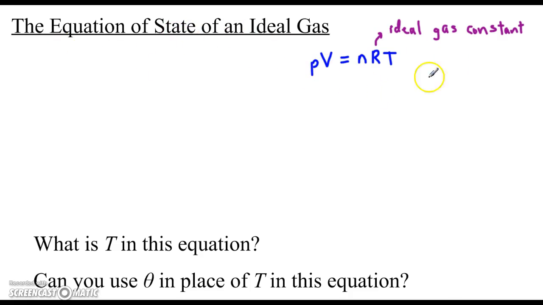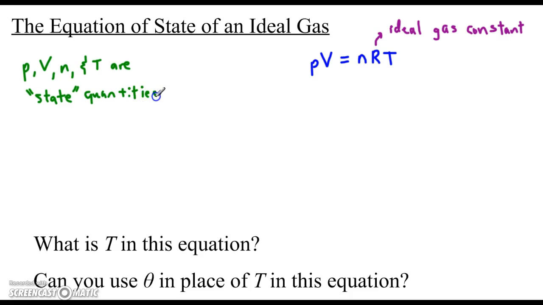Why do we call this that? Well, first of all, you've probably seen this equation, and you've probably called it the ideal gas law. Why are we giving it this fancier name, equation of state of an ideal gas? The reason is because pressure, volume, number of moles, and temperature for a gas are called the state variables or state quantities. They tell you about the state of the gas, what's its pressure, what's its volume, and so forth.